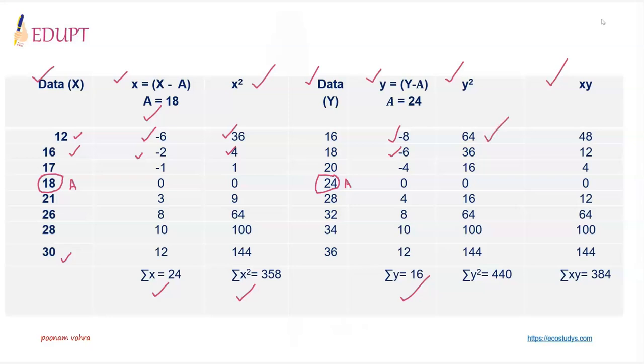Then the next column is to square up these deviations. Minus 8 into minus 8 is 64. Minus 6 into minus 6 is 36, and so on. Complete the series and take the summation. Sigma y square, which is 440 in this case.